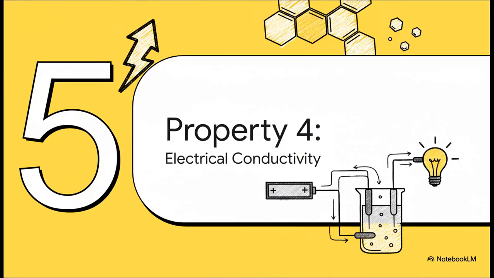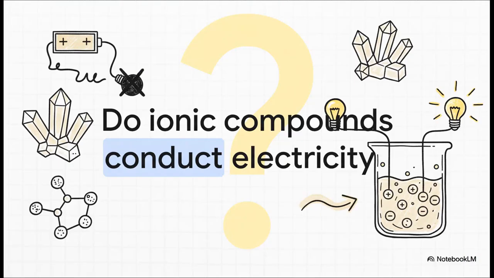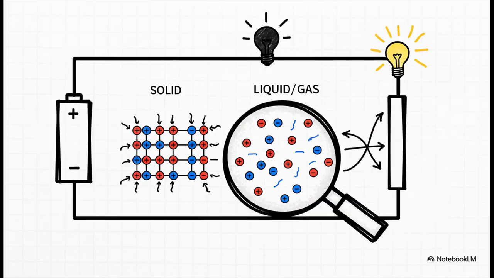Now for a very important property, especially for your exams. How do these compounds conduct electricity? Well, the answer's interesting. It's not a simple yes or no. It depends entirely on the state of the compound. Now, remember, to conduct electricity, you need charged particles that must be free to move. So let's imagine a circuit with a battery and a bulb. We place 2 electrodes into a sample of our ionic compound, and we see if the bulb glows.